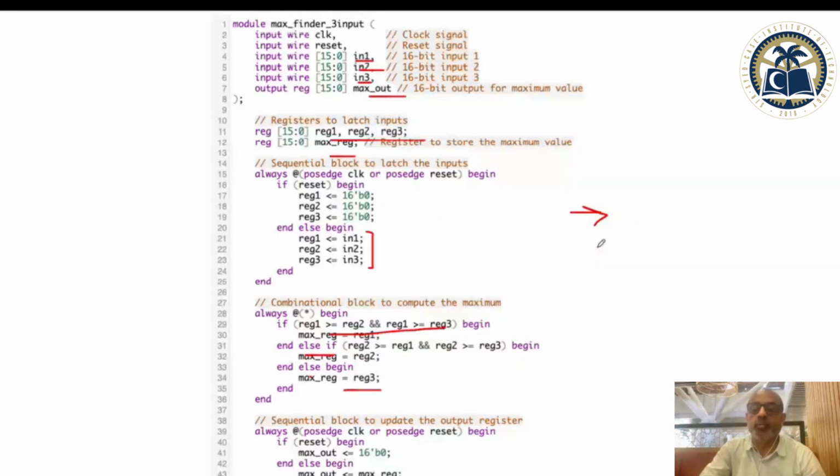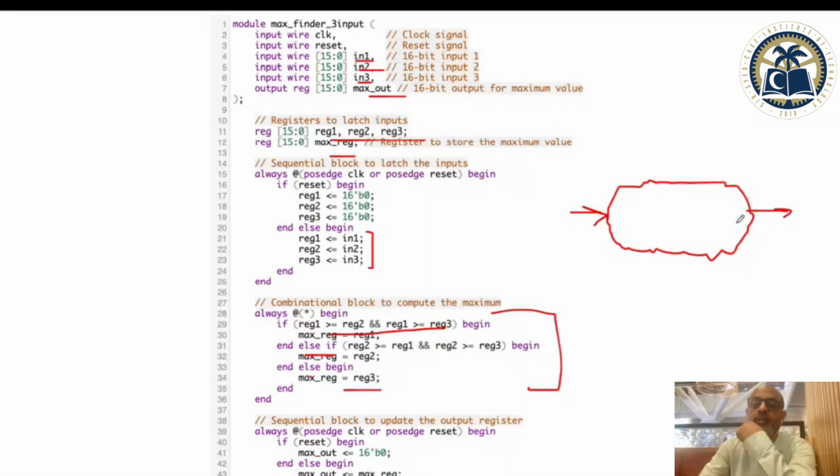Because we are designing at a high level of abstraction, we are not really worried about understanding how this logic is going to be constructed. All we care is that there is some logic which is combinational logic, and because now we are finding the maximum of three numbers and trying to do this in a single cycle, obviously the logic is going to grow.